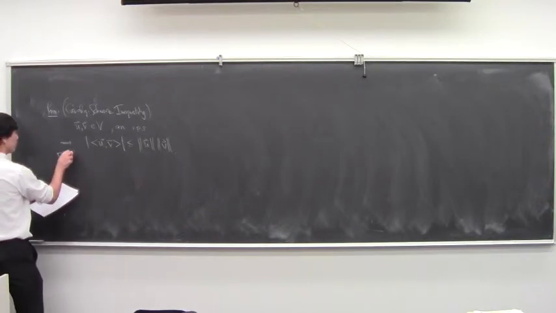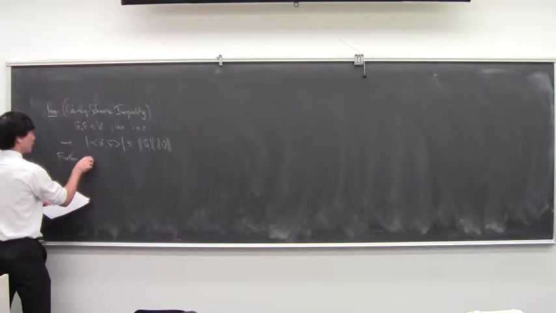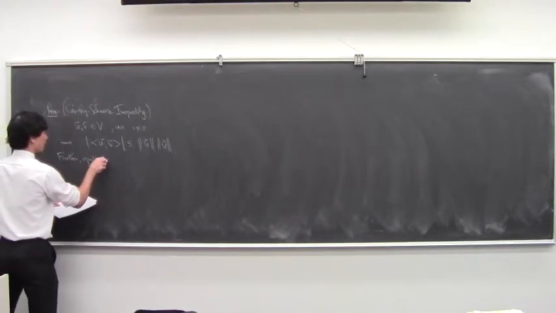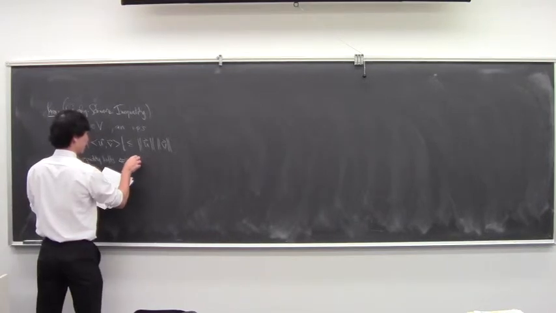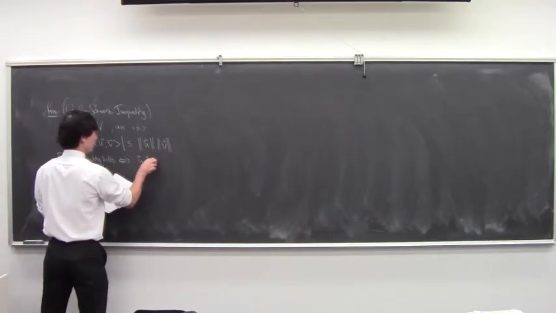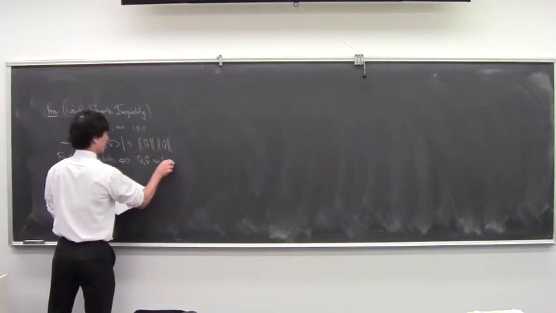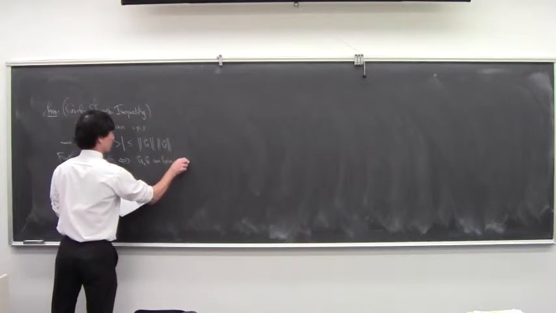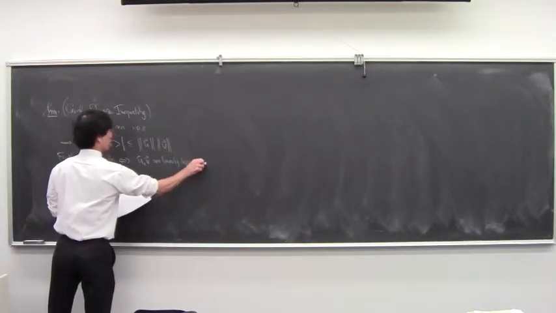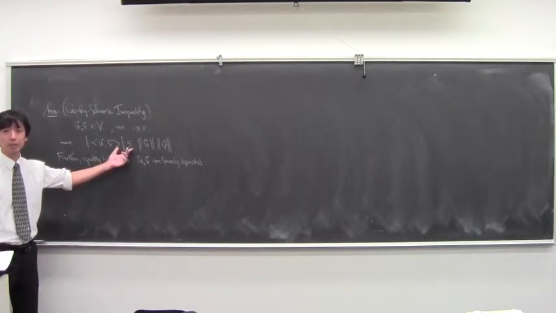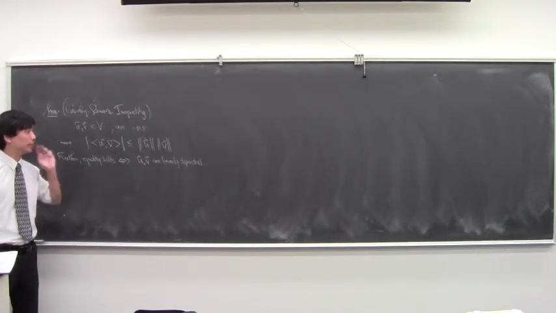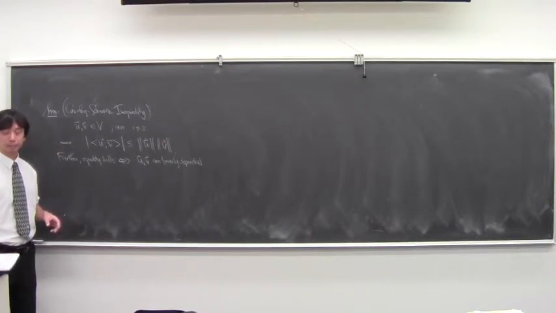Further, equality holds if and only if u and v are linearly dependent. So if you get that these two sides are equal, then you know that one guy is a multiple of the other guy.